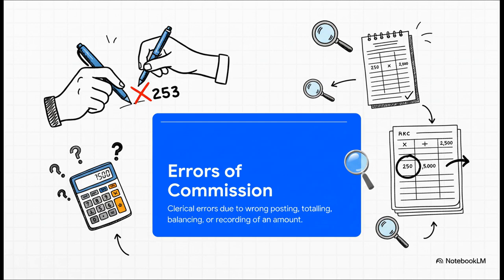Next, we have errors of commission. Now, these are basically your everyday clerical mistakes. You know, a slip of the finger. You meant to type 2,500, but maybe you just typed 250. It happens to the best of us. But these are exactly the kinds of errors we need to be on the lookout for.